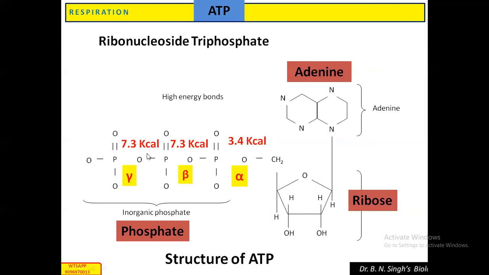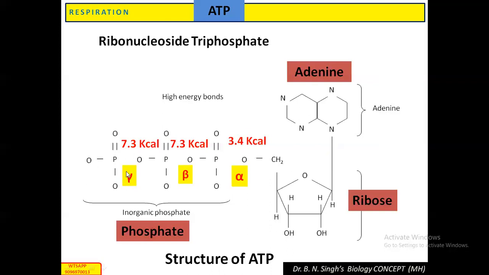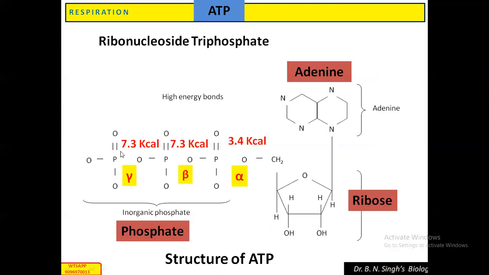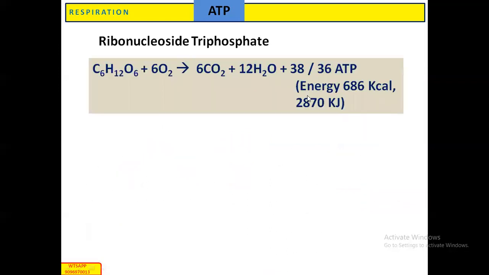Therefore, the usable energy from ATP in different metabolic processes is 7.3 kilocalories, from the breaking of the gamma phosphate bond. Whenever the usable energy is asked, we have to use the 7.3 kilocalorie energy of breaking of the gamma phosphate bond. Now, how is it studied?